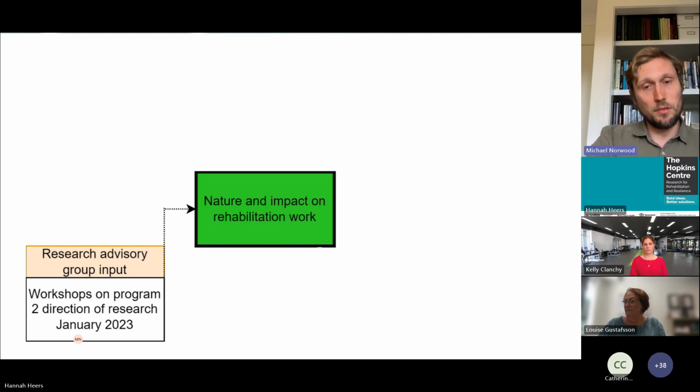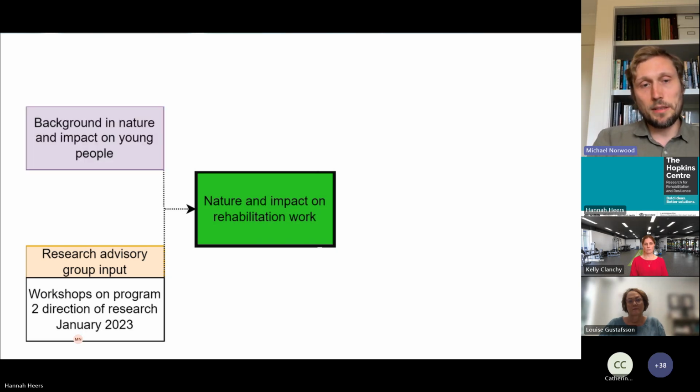So we've got the research advisory group workshops leading towards this idea that there should be a body of work on nature and its impact on rehabilitation. Worth adding here that my background is in nature and its impact on young people, so I had an interest in nature. However, I wasn't at these workshops, so I didn't have a chance to influence the outcome to be something I was interested in. Surely I would have, but I wasn't there. So it's all separate at the moment, to a degree.